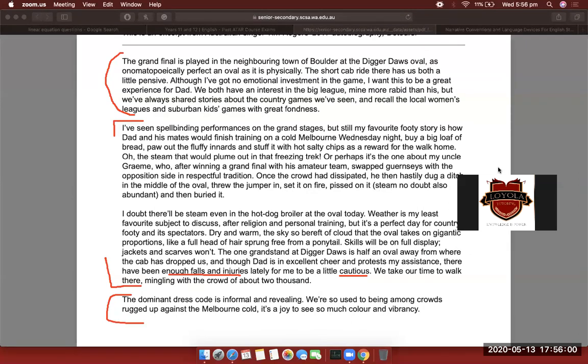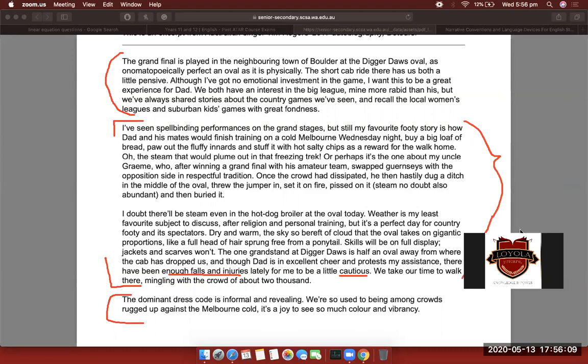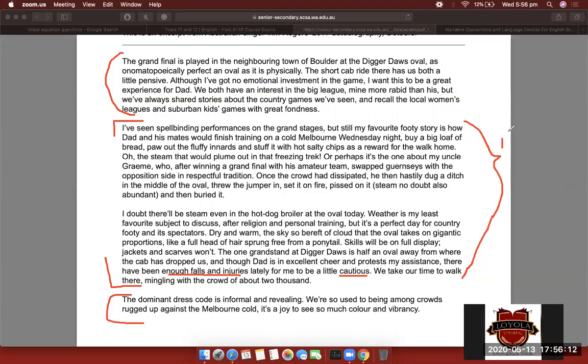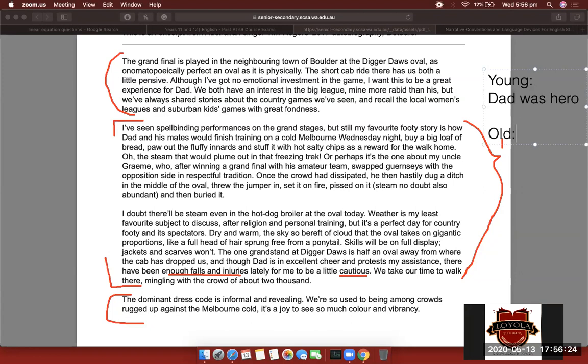How would you say the relationship between the dad and him was when they were young? Sorry, can you say that again? What I said was, when he was young, his dad was like a hero to him. Let me put it up here. When he was young, dad was hero. Old dad seems weak and needs help. You understand? So that's one point.